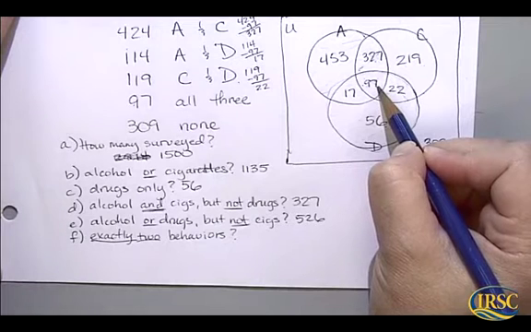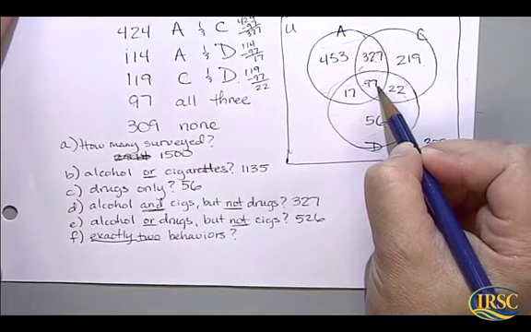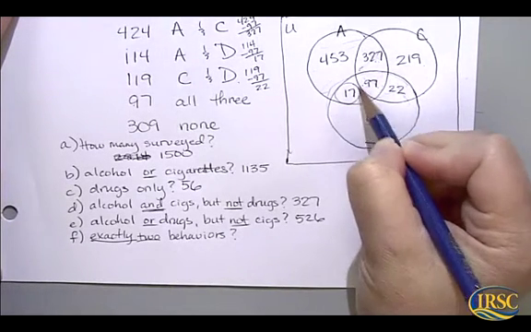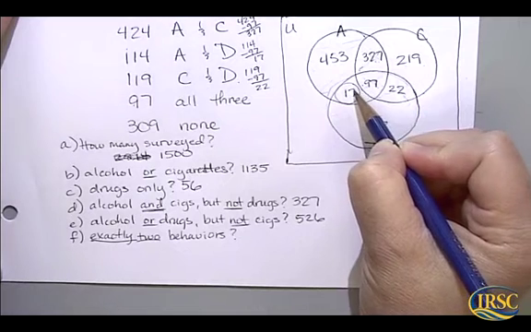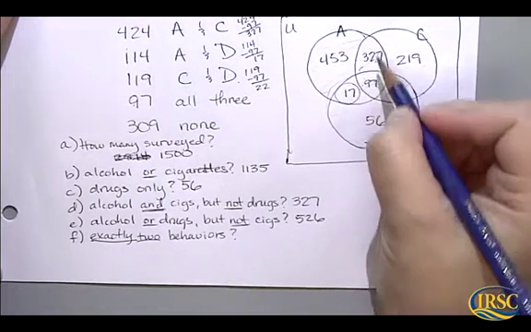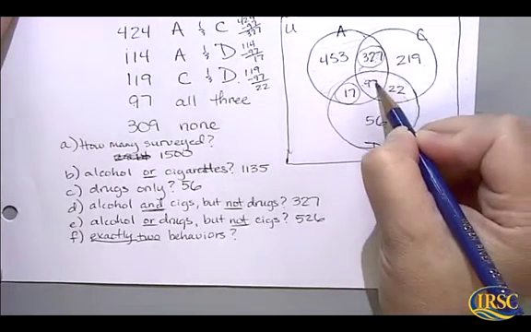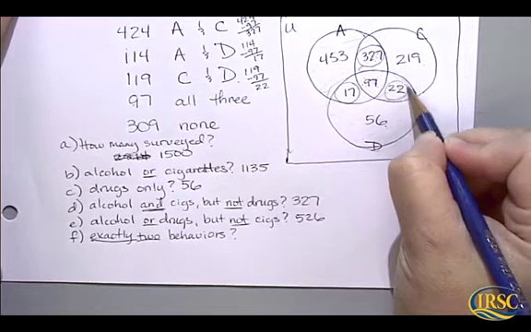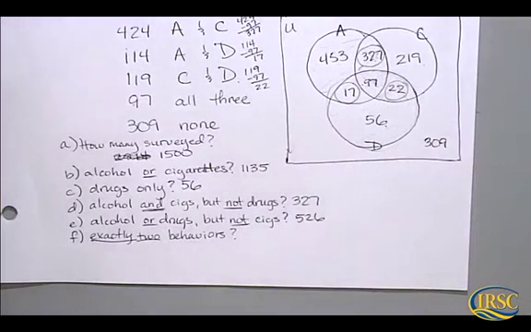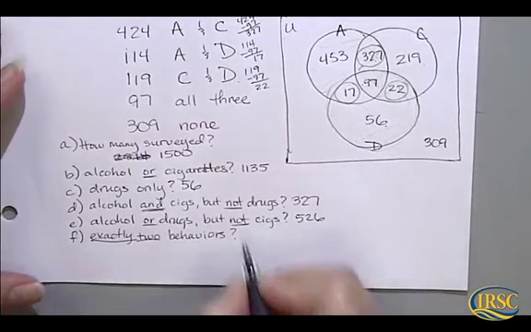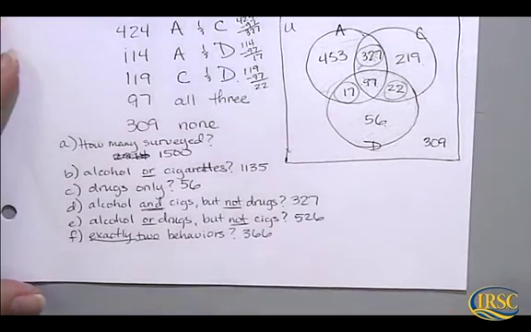Good, because the middle includes how many behaviors? 3. So this says alcohol and drugs, but not cigarettes. This is alcohol and cigarettes, but not drugs. And this is cigarettes and drugs, but not alcohol. So it's exactly 2 behaviors, those 3 numbers. So what does that add up to? 366. Wonderful.